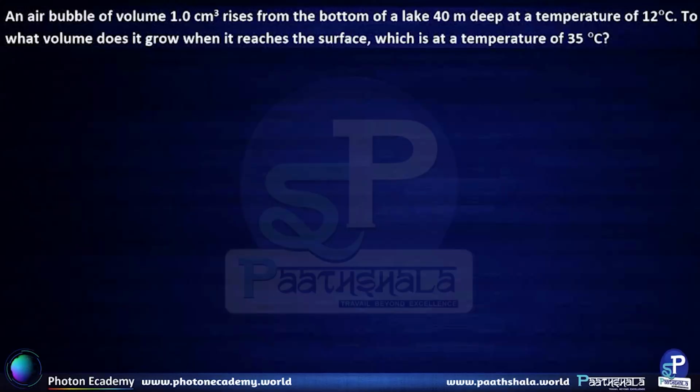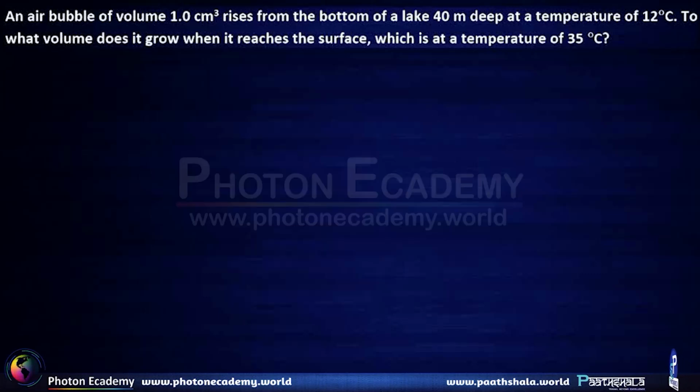An air bubble of volume 1 cm³ rises from the bottom of a lake 40 meters deep at a temperature of 12 degrees Celsius. To what volume does it grow when it reaches the surface, which is at a temperature of 35 degrees Celsius? So we will see the solution for this problem.